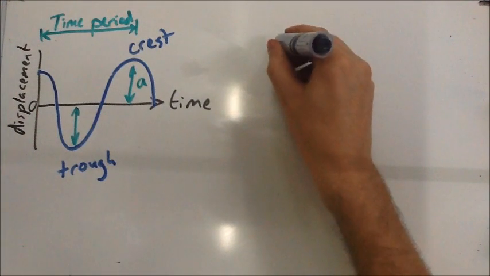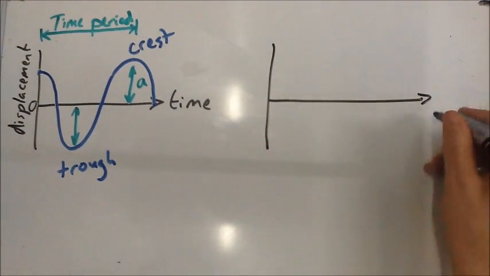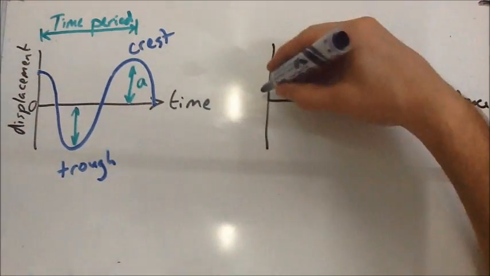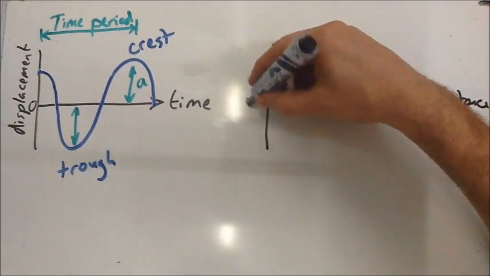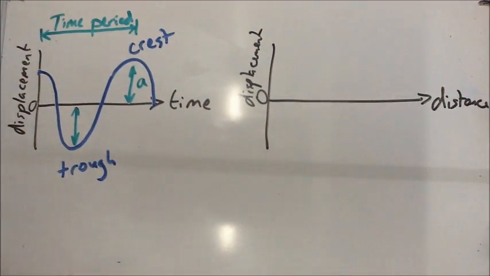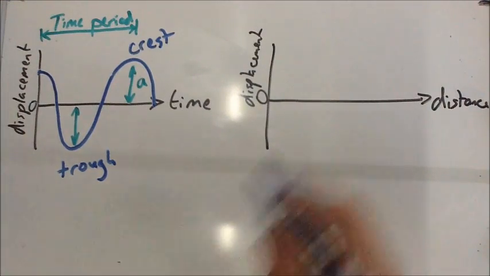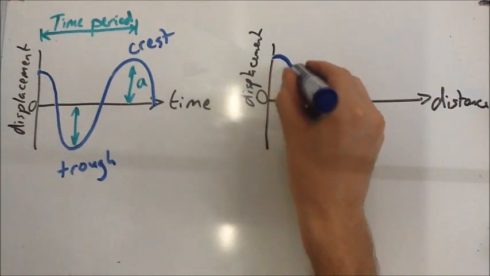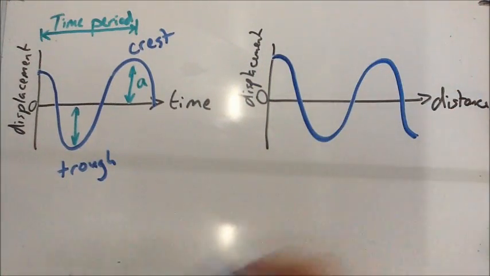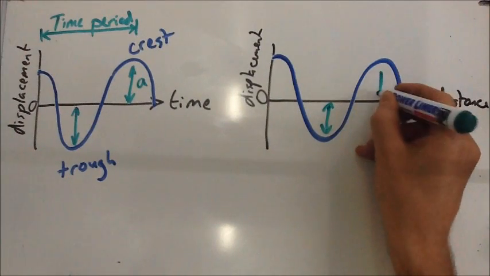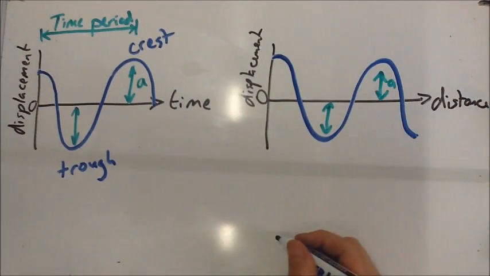Now the other way we can plot these looks very, very similar, but rather than time over here, it's now distance. And we again have displacement here. What we find is, if we look along a wave, an entire wave's journey, if we take a snapshot of the sea at any point, then we'll find the wave will look like this. Again, very, very similar to our displacement-time graph. And again, these values of A are the same, so here's the amplitude.